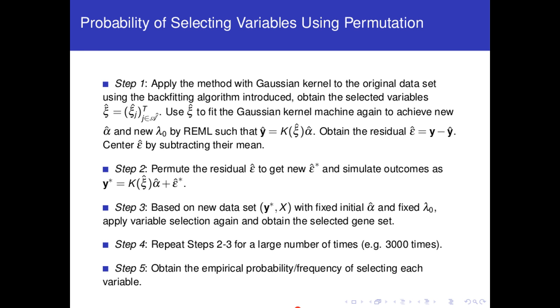How do we calculate this selection probability using permutation? We permute the residual by fitting this model, and then we generate Y star using this new residual, and then using this permuted value, we select and save the variables, and then we do this permutation about 3,000 times, and then we obtain the empirical probability or frequency of selecting each variable.